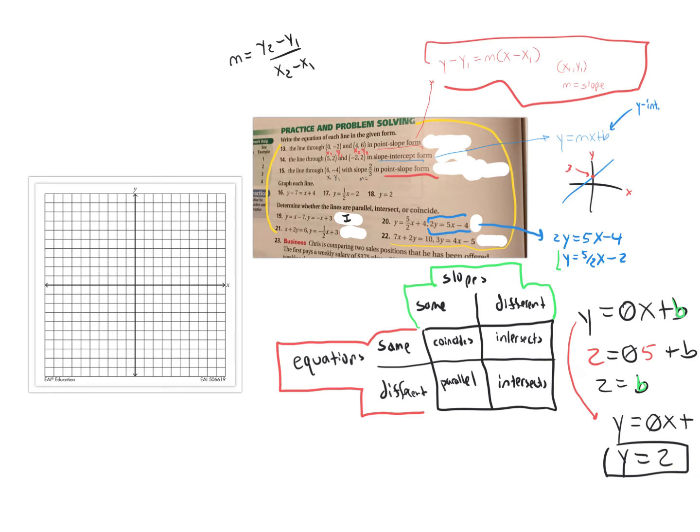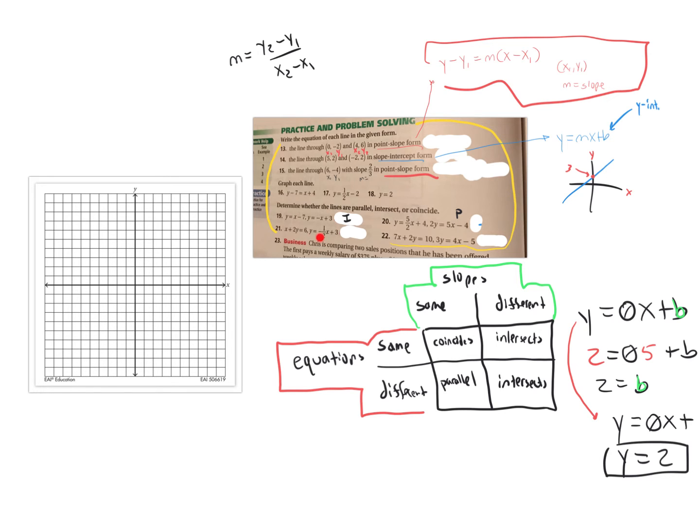Now notice how this equation does not match this equation, but it is the case that the slopes are the same. So that puts us in this box here where the equations are different, but the slopes are the same. So we know that these two lines happen to be parallel. All right, so hopefully that makes sense. Two lines happen to be parallel. So we'll put a P for parallel.